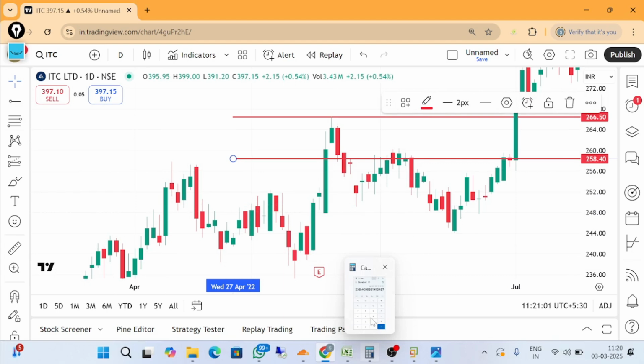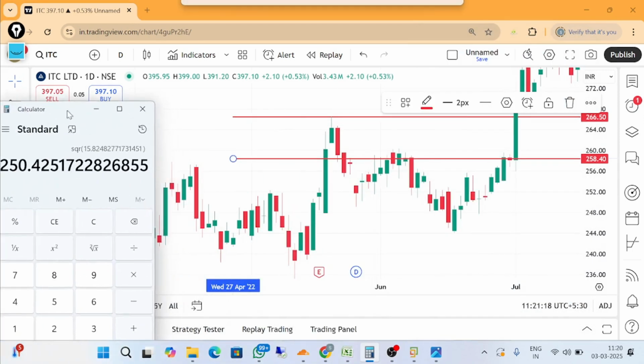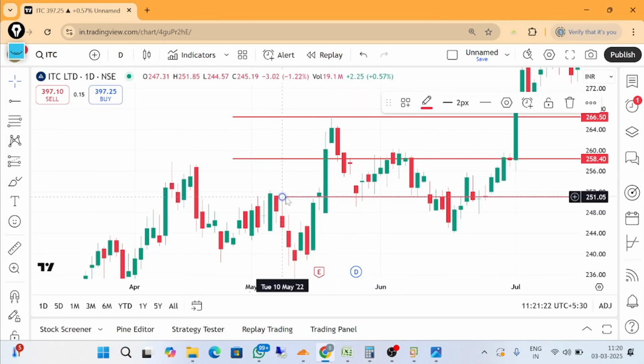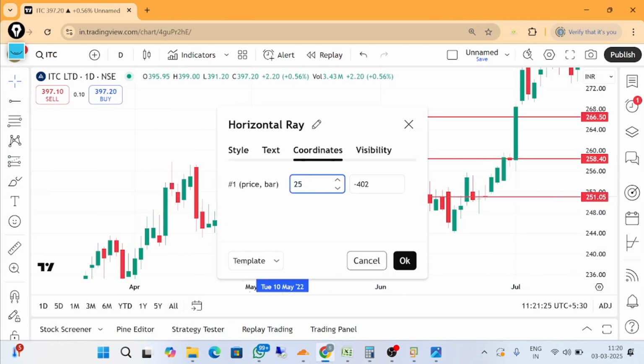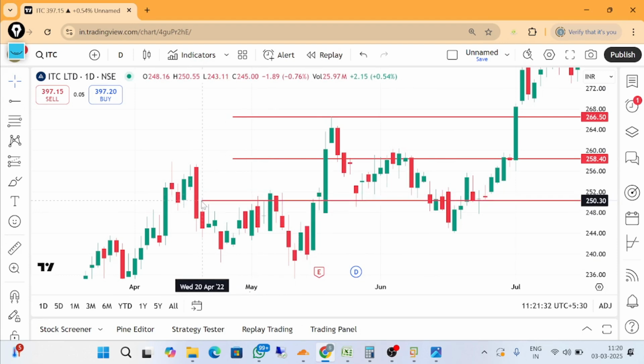Now again let us mark 90 degree. Again 266.5 under root minus 0.5, squared gives 250.42. Okay, so 250.42. Okay, check. Almost here.